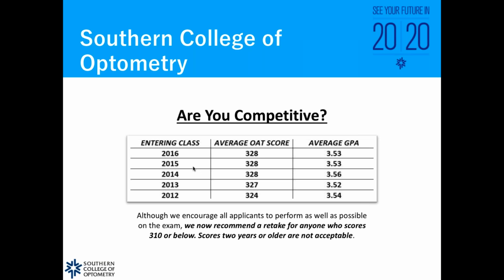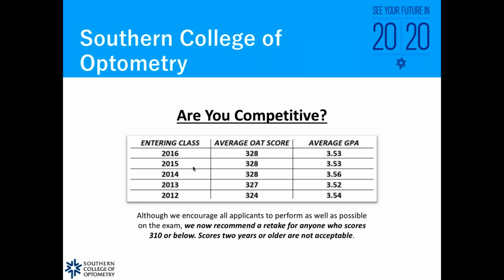So the average OAT score for the 2016 entering class is a 328. So thinking about when you're going to take the test, 320 or higher is what you want to be shooting for. That's what we consider a competitive score. Now, that's not a black or white situation. Your GPA can come into play with that, your level of experience, when we're evaluating your application.